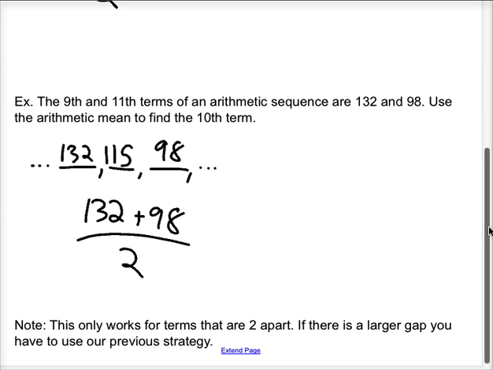Now again, remember, this only works if you have 3 consecutive terms. If that gap is bigger, you can't use the arithmetic mean. Okay? So this only works with 3 numbers in a row.